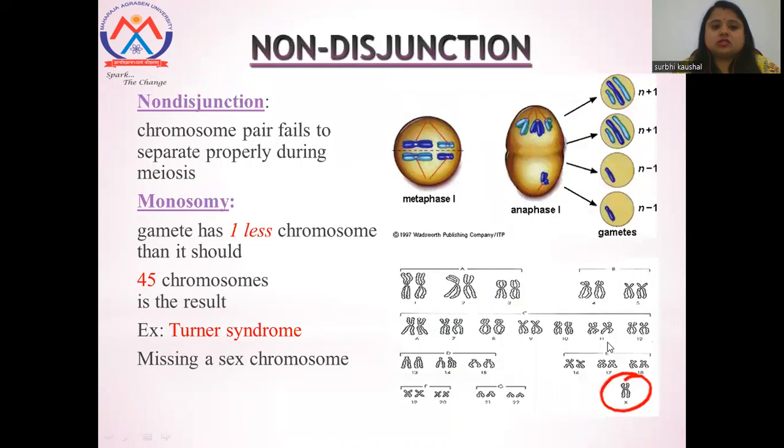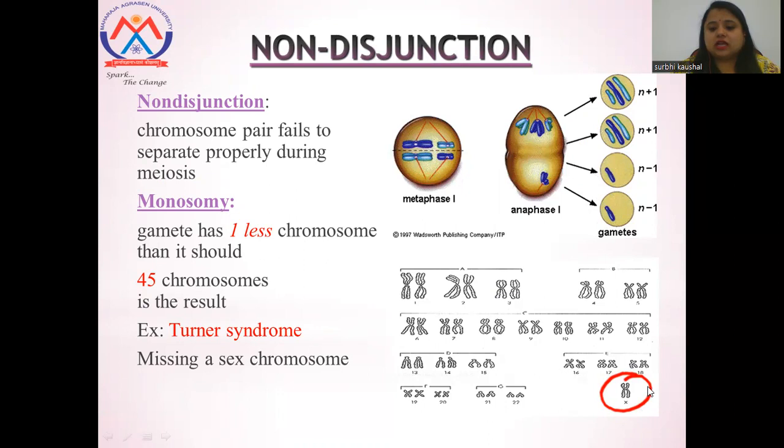Now, what is non-disjunction? It is when the chromosome pair fails to separate properly during meiosis. As you see, during metaphase the chromosomes come to the middle of the cell, and at anaphase they start moving towards the poles. And when this occurs, there is one less chromosome in one of the gametes. So it leads to multiple disorders, of which one example is monosomy. In this, a gamete has one less chromosome than it should, so the result would be 45 chromosomes.